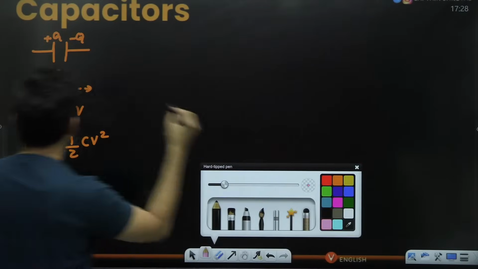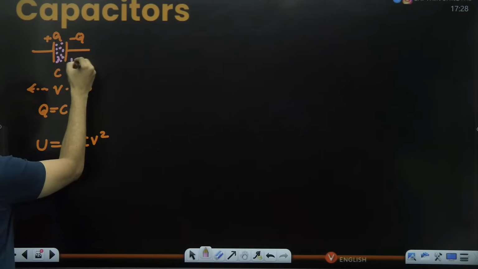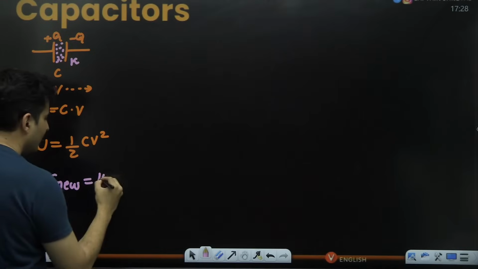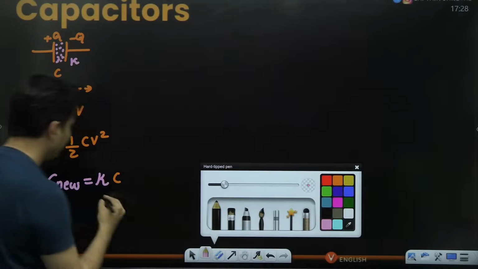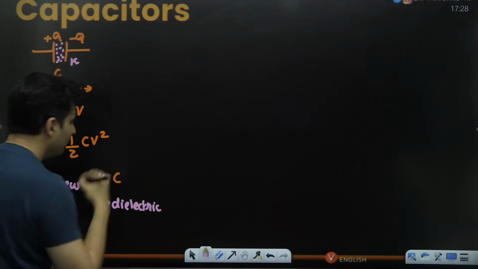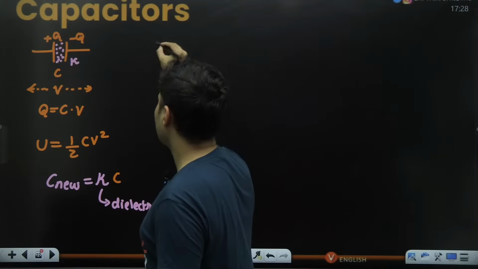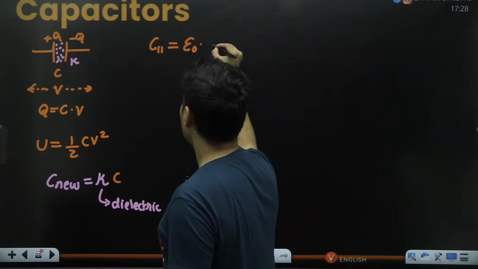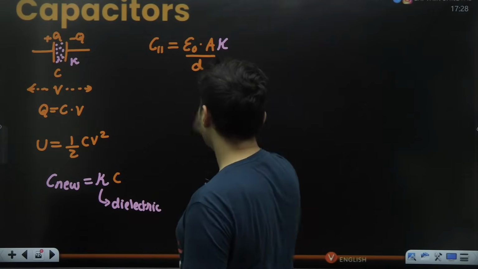If somebody decides to add some material in it, some dielectric constant K, then the new capacitance is always K times the older capacitance when you add some dielectric medium in it. If you have a parallel plate capacitor, the capacitance of a parallel plate capacitor is epsilon naught A divided by D. If dielectric medium is there, you multiply by K.